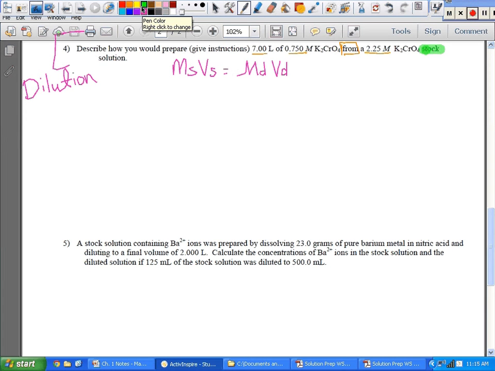So solving for VS, which is going to be MdVd over MS. Now, you guys are smart enough to plug those numbers in. I'm just going to kind of blow through that real quick because I don't want to take the time to do it. But what should have been your volume of your stock? Very good. You can plug numbers in. I'm just going to skip through this. You should have already done this. 2.33 liters.